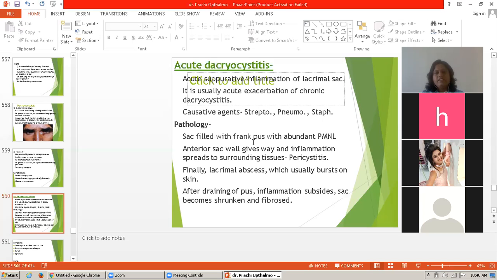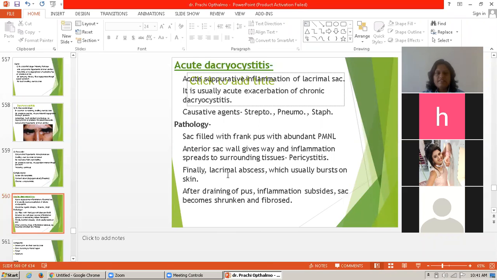The sac is filled with frank pus with abundant PMNL, and the anterior sac wall gives way and inflammation spreads to the surrounding tissues, that is pericystitis. And finally, the lacrimal abscess, which usually bursts on the skin, and after draining of the pus, the inflammation subsides and the sac becomes shrunken and fibrous.